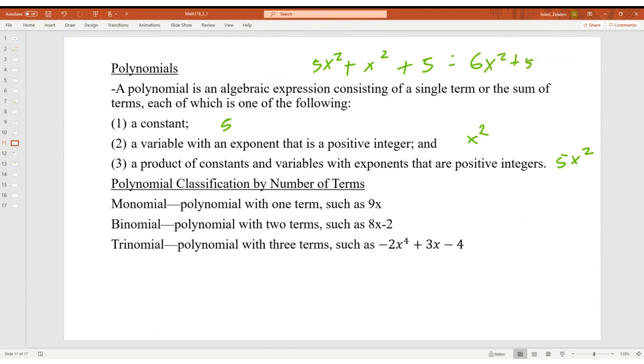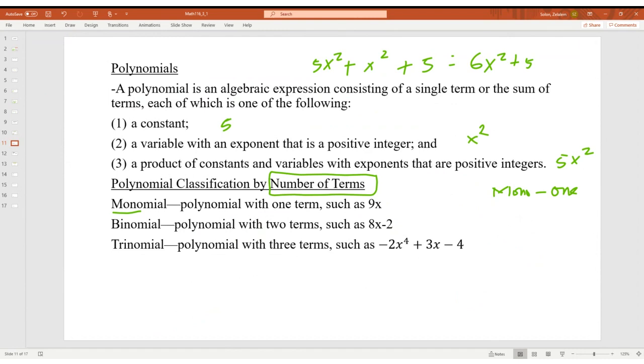Now, polynomials can be classified by the number of terms. If the criterion is the number of terms, it can be a monomial. Mono means 1, single or one. So this is a single term, not variables, a single term. It doesn't have addition or subtraction. When you see monomial, it's just a single term created by multiplying a number and a variable, or variables for that matter.